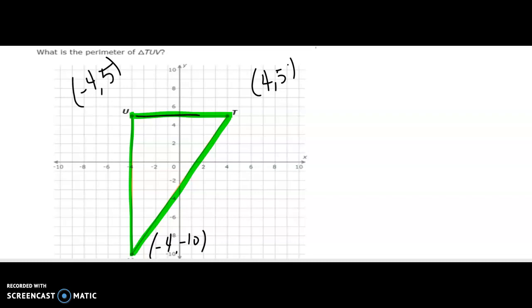Okay, so how long is it from U to T? Well, the 5s are the same. So how far is it from -4 to 4? It is 8.